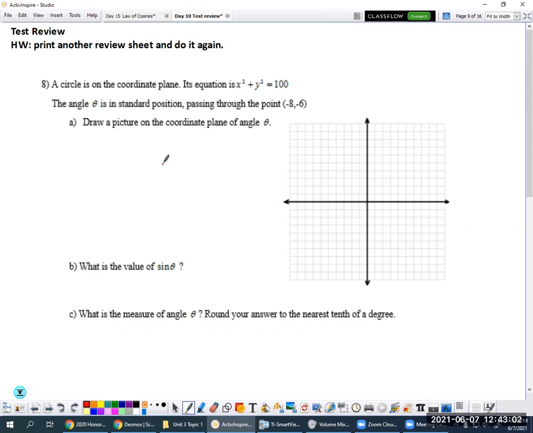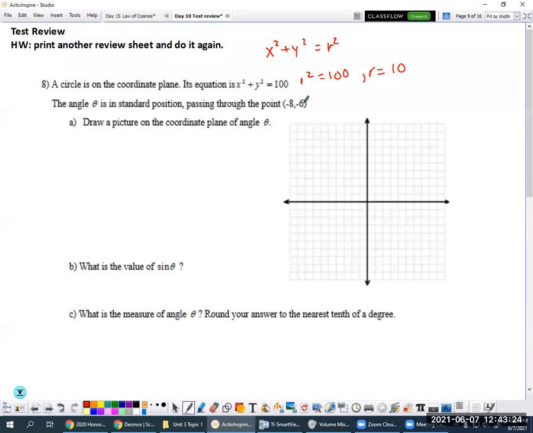A circle is on the coordinate plane and its equation is x squared plus y squared equals 100. We need to remember that x squared plus y squared equals r squared is the equation of a circle that is centered at the origin. And so since r squared is 100, obviously the radius is 10.